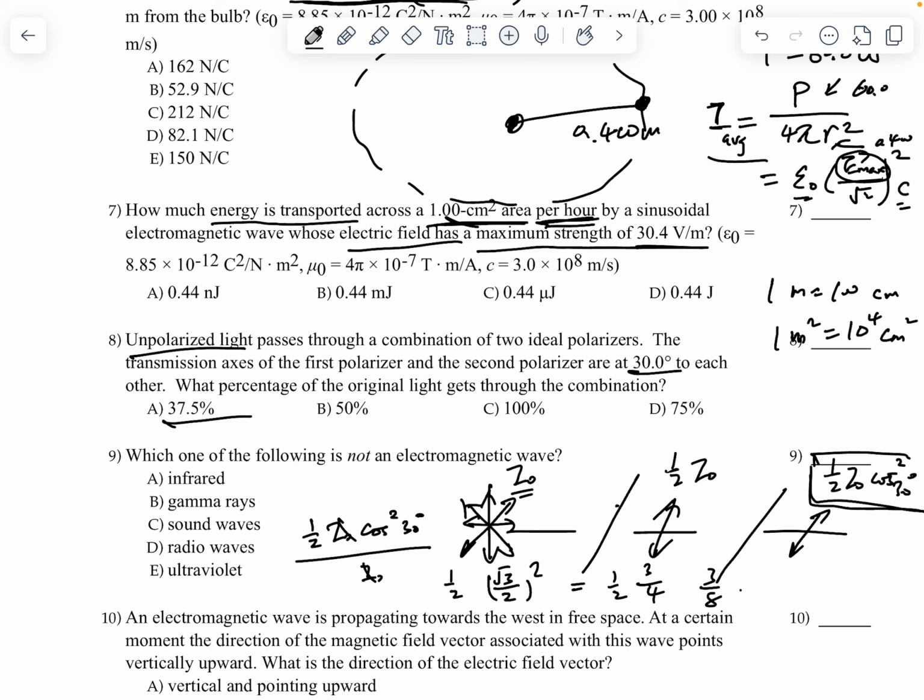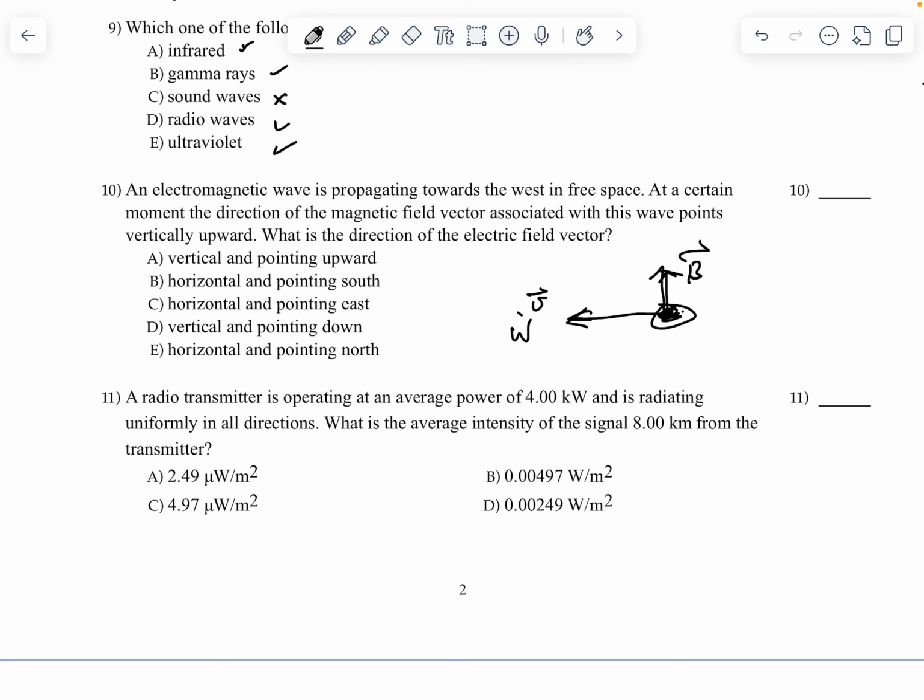Vertical and pointing upwards, no. Horizontal and pointing south, let me see. This is west, so assume it points to your left side. The vertical direction is taken by the magnetic field, so the electric field will be horizontal, and pointing towards you will be south. So I think B is right: horizontal and pointing south.